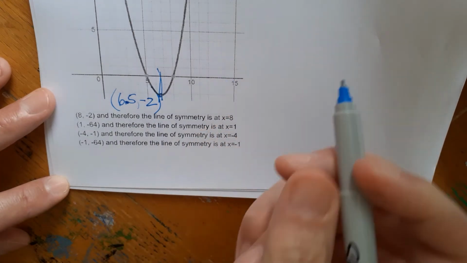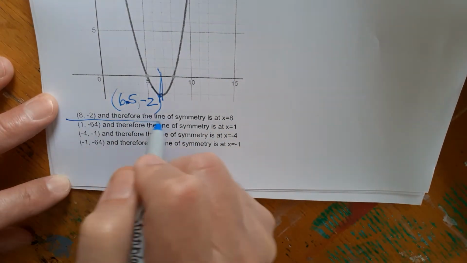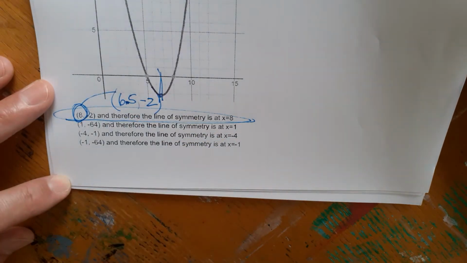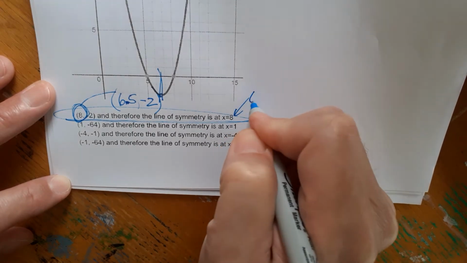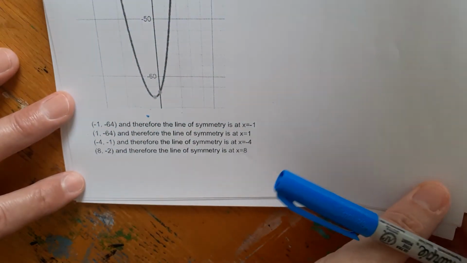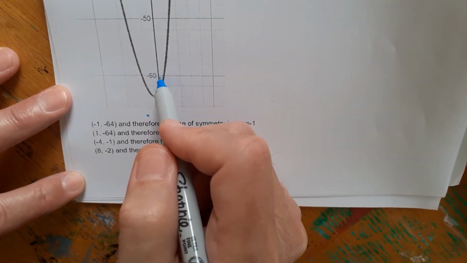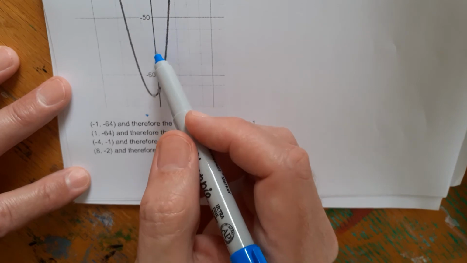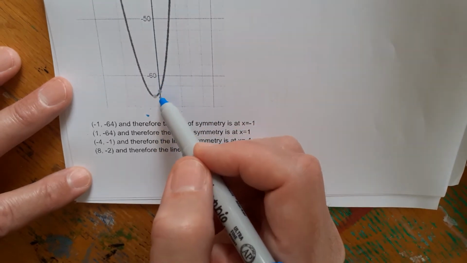Negative 2. So I'm circling this one, you guys, but I'm definitely going back and fixing this. I'll check this one. This looks for sure like it's 6.5 comma negative 2, and therefore this thing would be at 6.5, right? Again, I'm a little bit ahead of you guys, so I will fix it before you get to it, right?